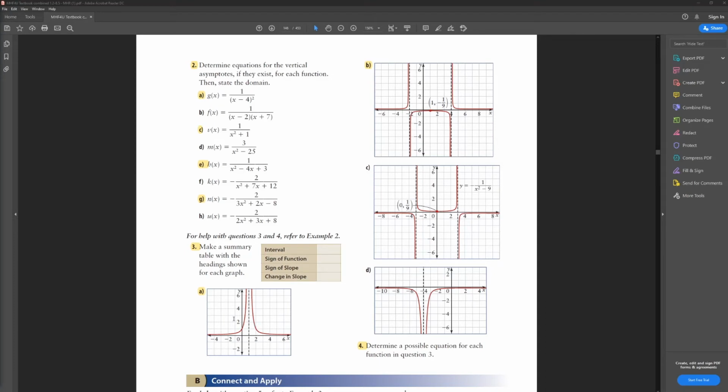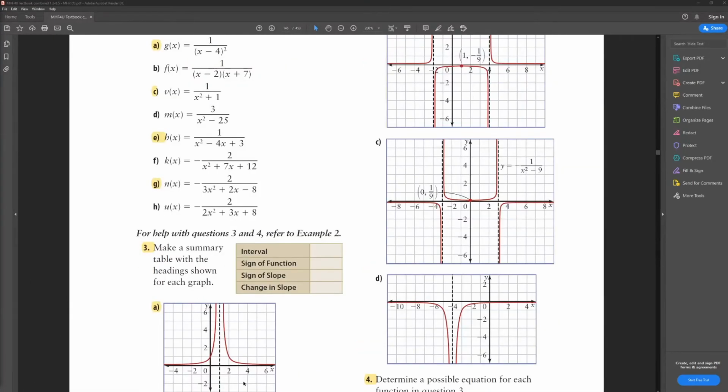So again, let's imagine what's happening to the graph as it is approaching the vertical asymptote. As it is approaching the vertical asymptote from here, we see that the values are increasing. And as we look from the other branch, the values are once again increasing. So yes, the change in slope would also have to be positive as the numbers increase as we approach the vertical asymptote.